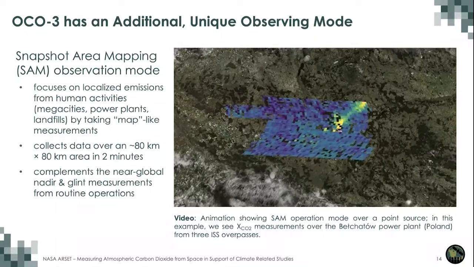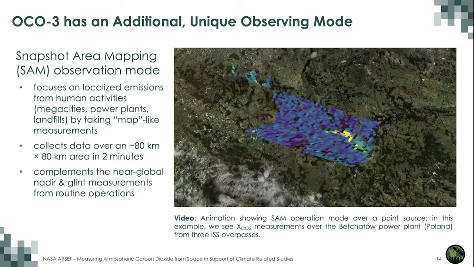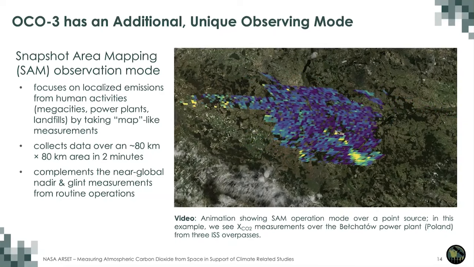And in this animation on this slide, we're looking at a snapshot area map observation over a large power plant. This is the Belchatow power plant in Poland, where we consistently see large CO2 plumes coming out from that plant.